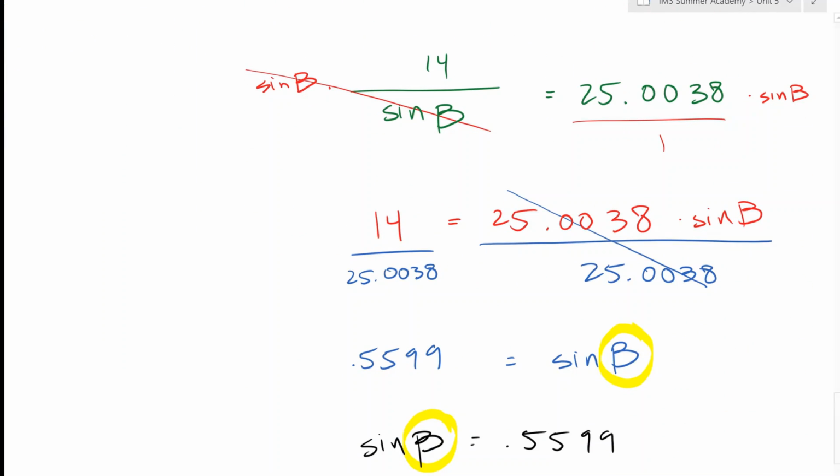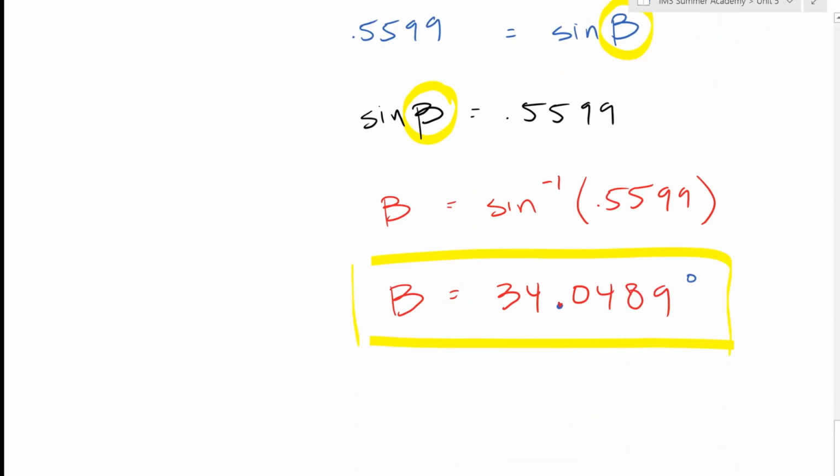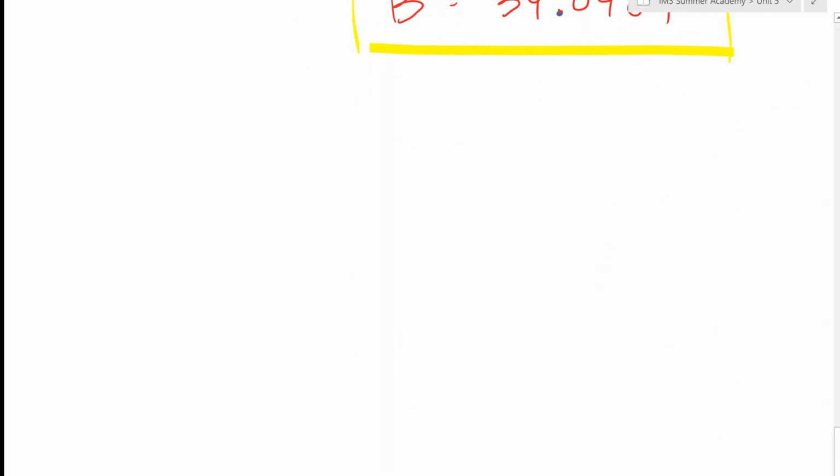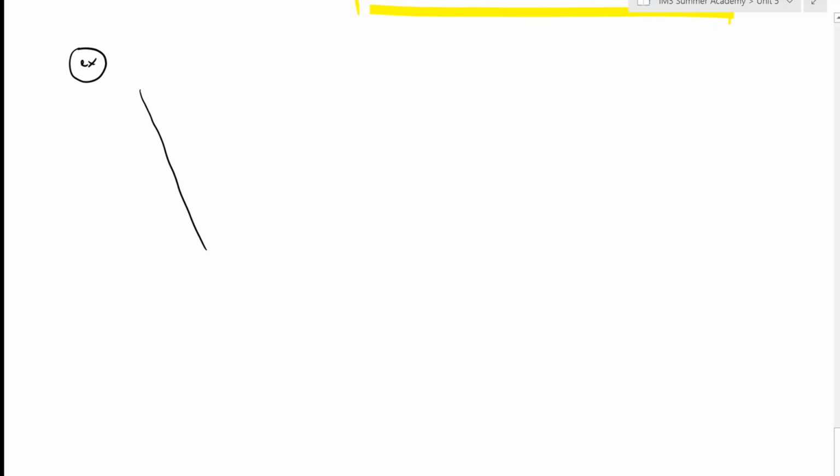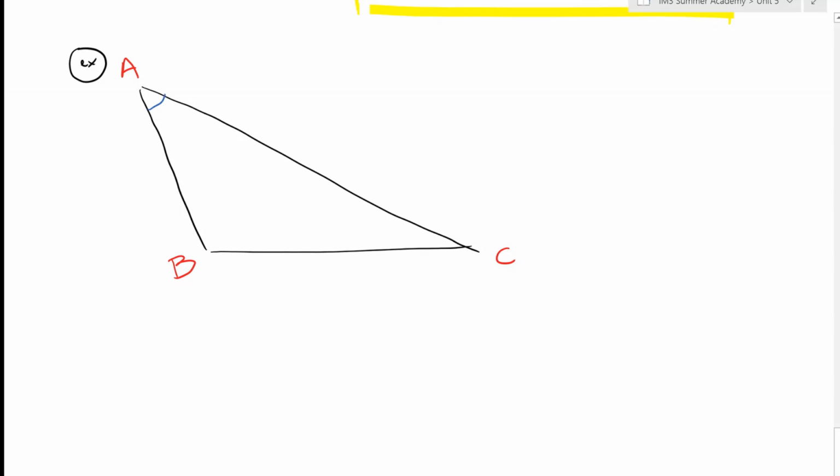All right, let's go ahead and try one last one, finding angles. So for example, give us a triangle that looks like this. Angle A, angle B, angle C. They tell us that angle A is 25 degrees. This is a 9, this is a 12, and they'll say find angle C.